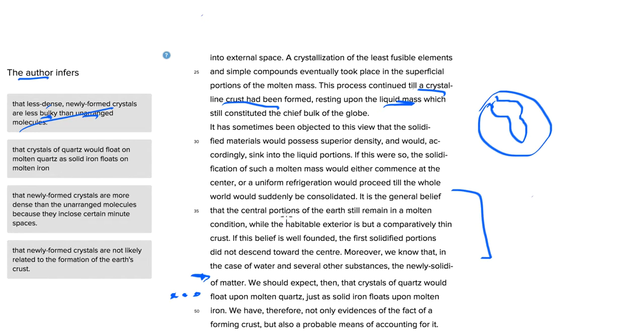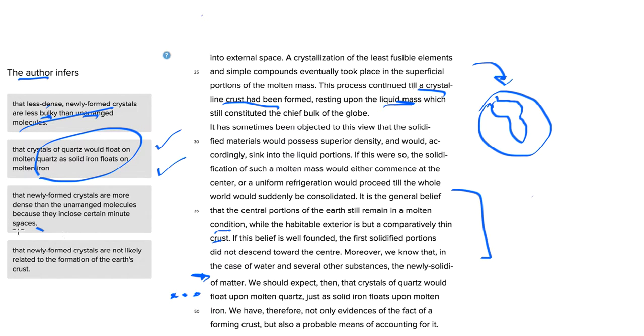It's the general belief that the central portions of the Earth still remain in a molten condition, while the habitable exterior is but a comparably thin crust. It continues on giving examples and then says, we should expect then that crystals of quartz would float upon molten quartz, exactly what it says up here, just as solid iron floats upon molten iron, finishing on line 50. So the author definitely infers that this is the case, given that it is a general belief, and it is the theory he is furthering earlier in the passage. So this has to be the correct answer choice.